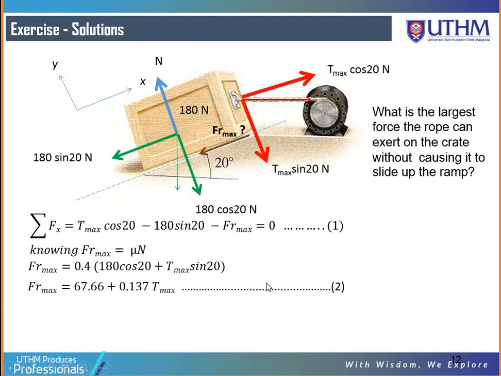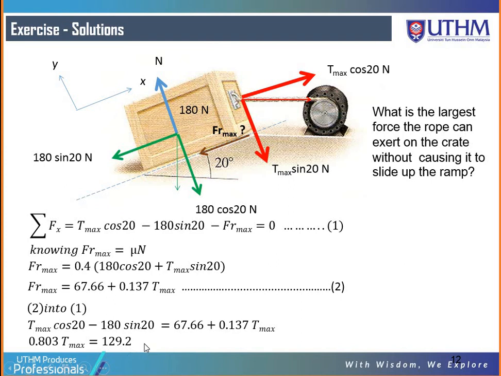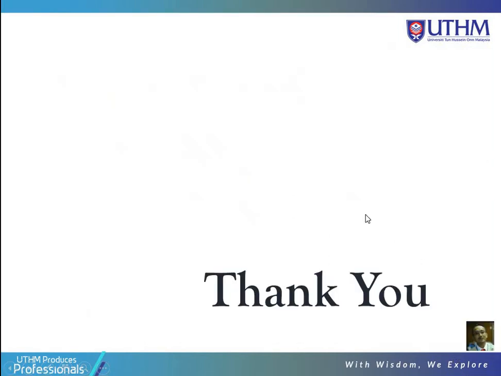Rearranging the equation, this is equation number 1 and this is equation number 2, and then you just put equation number 2 into equation number 1. Simplify the equation until you get this simplified equation. You get T max is actually 160.9 Newton. So you have to do it again by yourself, recalculate, to further understand the steps ahead. Thank you very much.